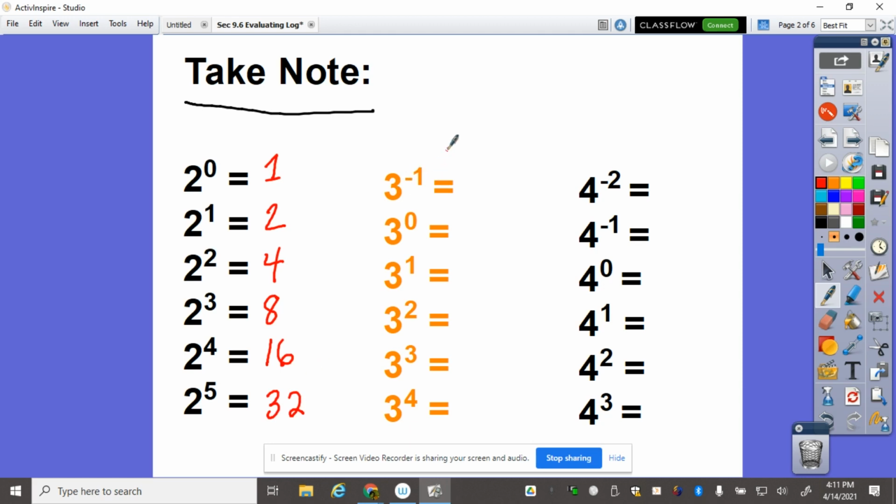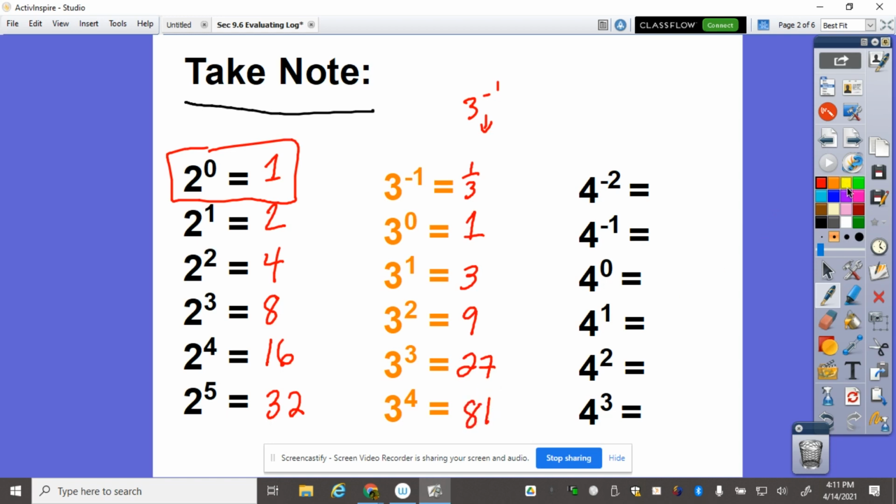3 to negative 1. We remember before one of the properties of exponents that if you have a negative exponent, that will change its position. In this case, 3 to the negative 1 will go down, so the answer is 1/3. 3 to the 0, anything raised to 0, is equal to 1. 3 to the 1 is 3. 3 squared, 3 times 3, is 9. 3 times 3 times 3, 3 to the third, is 27. And 3 to the fourth is going to be 81.